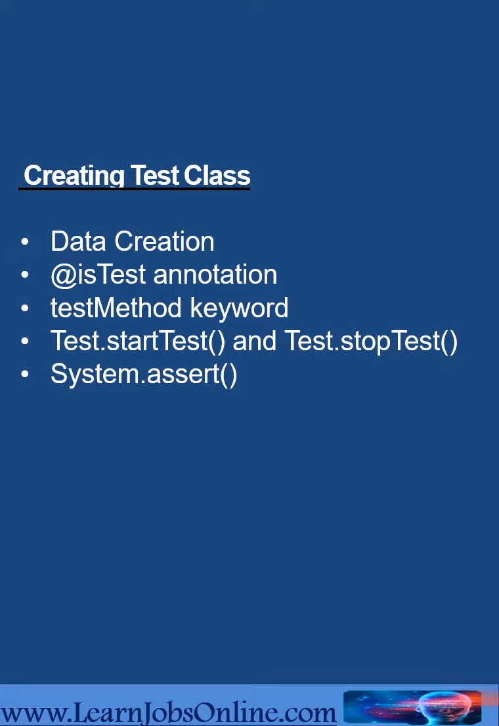Number 3, testMethod keyword. Unit test methods are methods which do not take arguments, commit no data to the database, send no emails, and are declared with the testMethod keyword or the isTest annotation in the method definition. Also, test methods must be defined in test classes, that is, classes annotated with isTest.